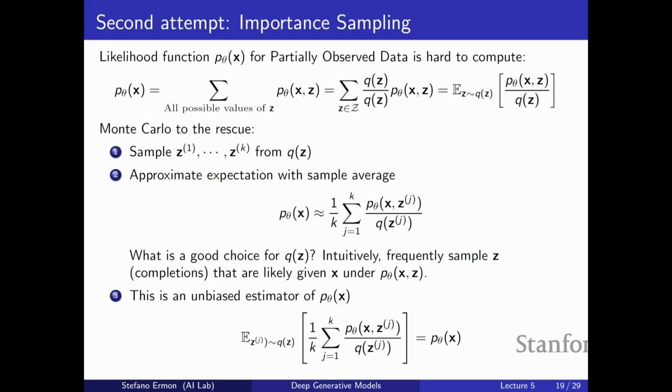And regardless of how you choose Q, this is an unbiased estimator, meaning that even if you choose a single sample, the expected value of the sample average is the object we want. Or equivalently, if you were to repeat this experiment a very large number of times and average the results, you will get the true value. So this is a reasonable kind of estimator.